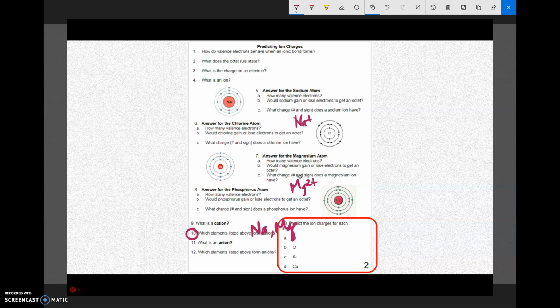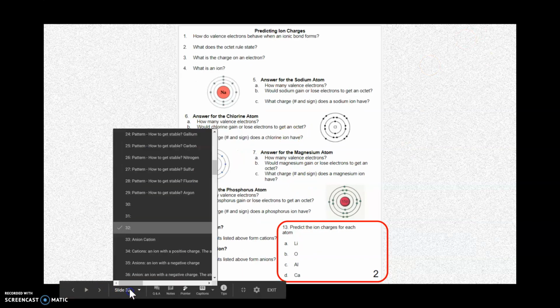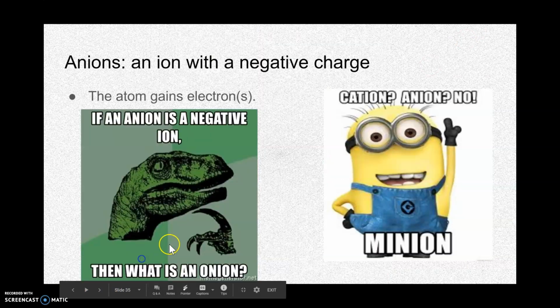And then if we look at number 12, it's asking us which ones formed anions. So if you remember, the chlorine had a -1 charge, that's an anion, and the phosphorus had a 3 negative charge. So those two are the anions that are formed. Okay, let's go ahead and continue.